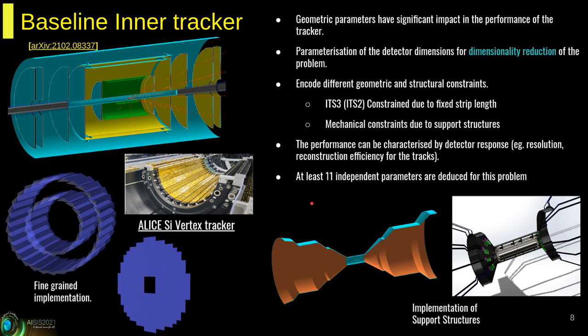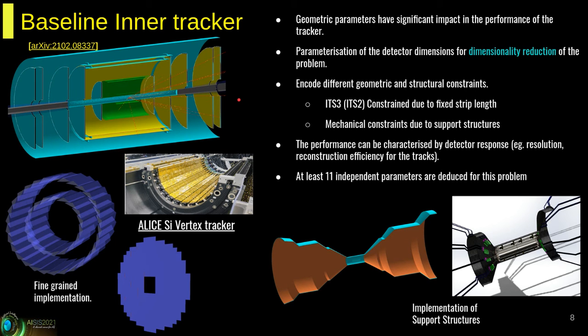Consider only the inner trackers. You can see this design is symmetric on both forward and backward regions. However, the design can be asymmetric, and those designs were also considered during this optimization project. For simplicity, let us discuss the symmetric case and assume the backward disks take the exact magnitude of Z but in the backward region. The geometric parameters have significant impact on the performance of the tracker.